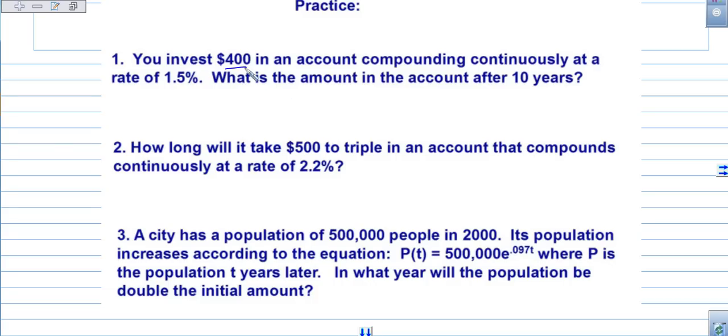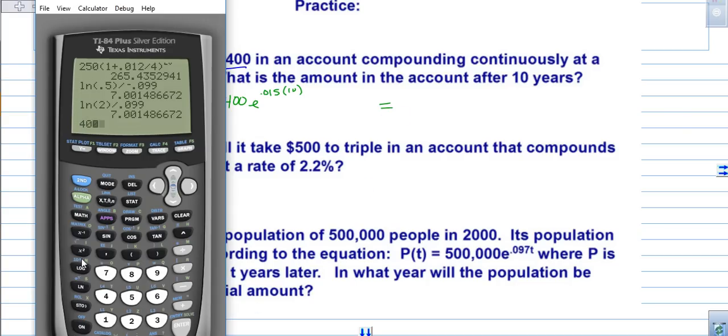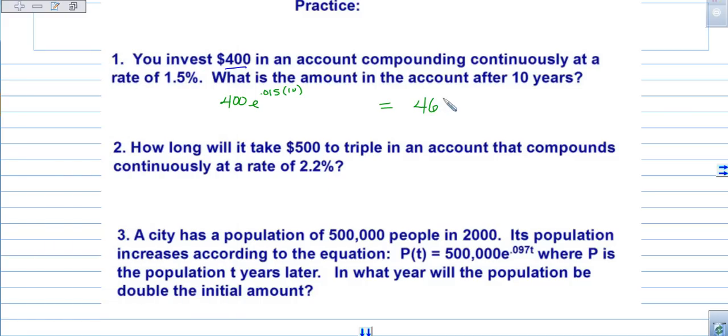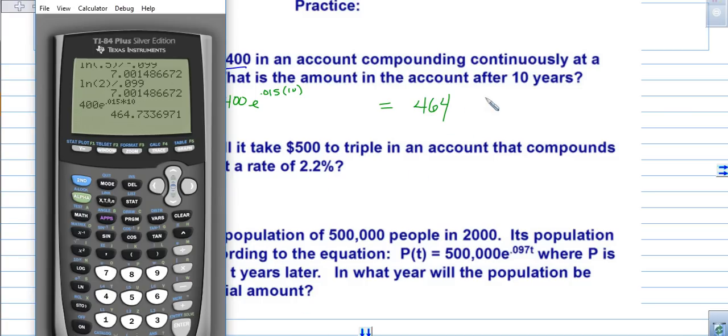So we have $400, and we're doing it continuously. So that's going to give us the e to the 0.015 times 10 power. And we want to know what is the amount after. So we're looking for the A. So you're going to just type that in, 400 times second e, 0.015 times 10, and you press enter, and you get $464.73.